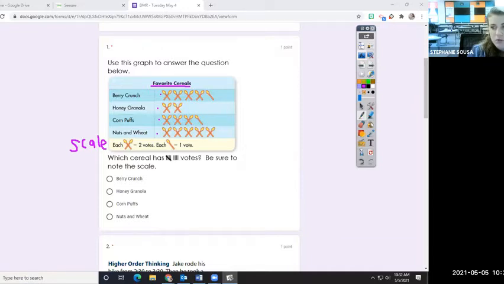Be sure to note the scale. So let's take a look. This Berry Crunch has 2, 4, 6, 8, plus 1 is 9. Look at that. First answer. Berry Crunch has 9 votes.